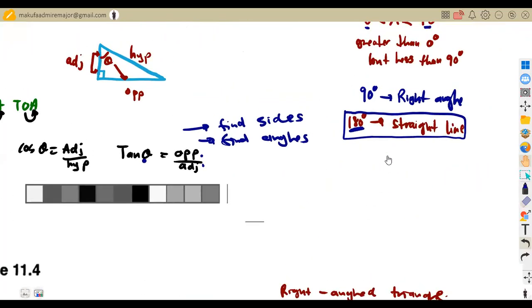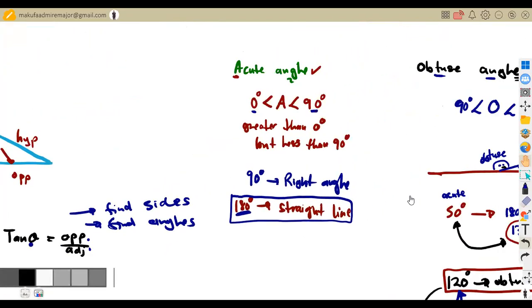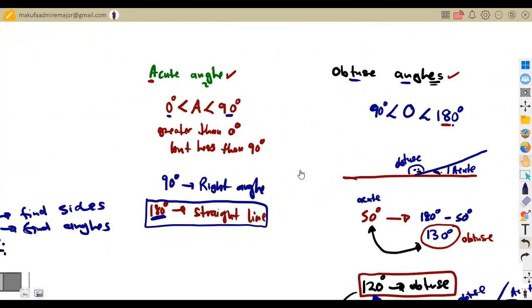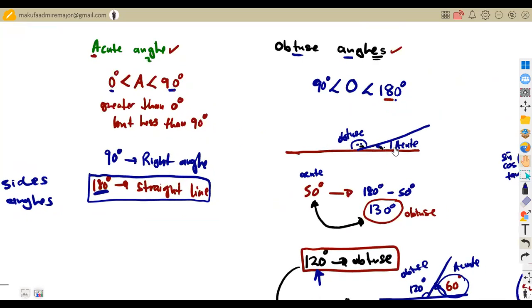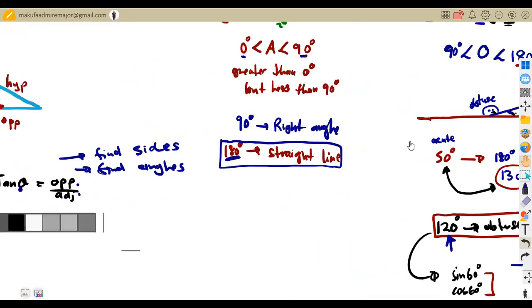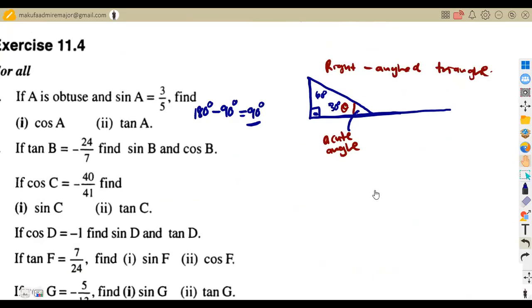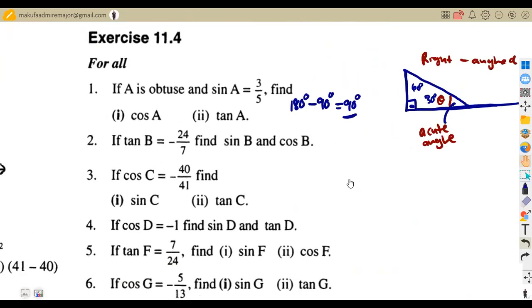On a straight line, it follows that these two angles lie on a straight line. This is what I mentioned here. An obtuse angle and an acute angle are found on a straight line. Before we talk about the ratios, these two are found on a straight line. So if this is an acute angle inside our right angle triangle, the remaining angle here is going to be an obtuse angle.